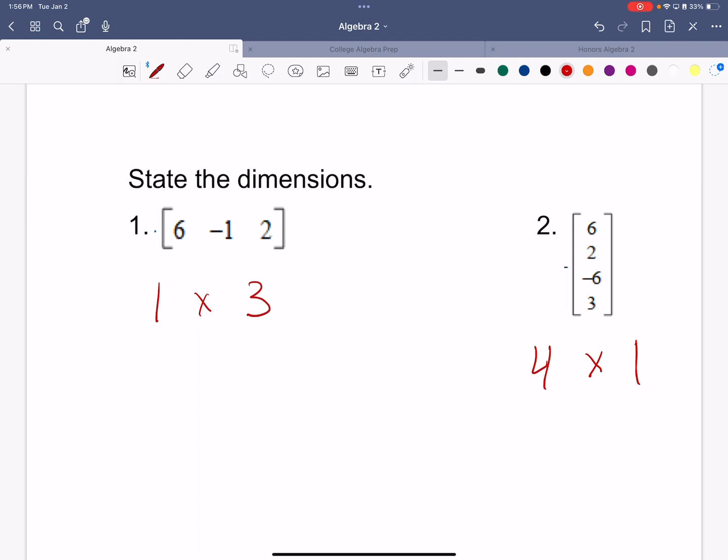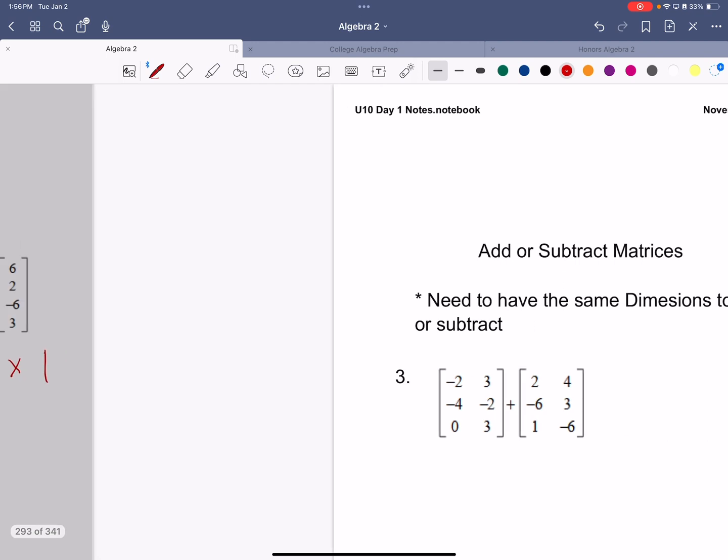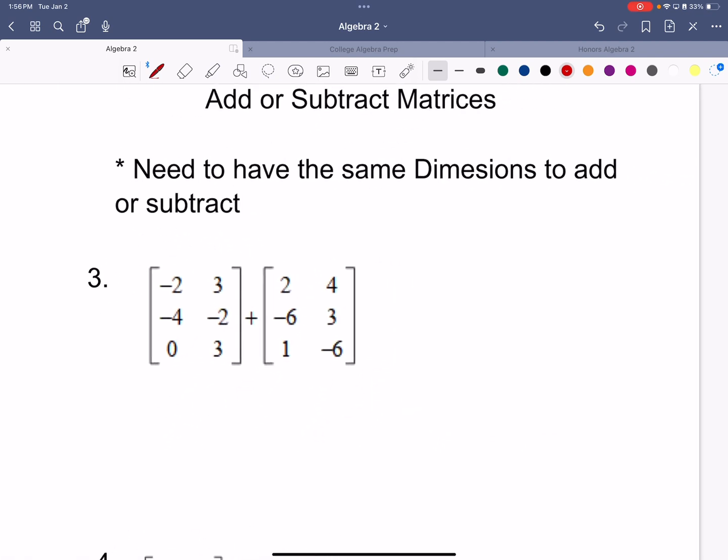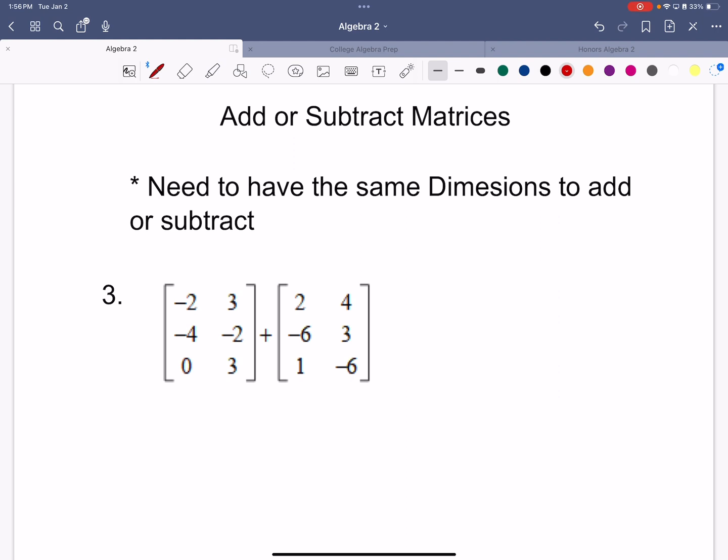Okay, so where I was going before I forgot this slide was inserted, why does it make a difference with the dimensions? Well, when we're adding and subtracting, and our whole thing today is going to be adding and subtracting and scalar multiplication. When you add or subtract matrices, they need to have the same dimensions. So you can only add a 2 by 3 with a 2 by 3. You can only add a 1 by 4 with a 1 by 4. If you have a 2 by 3 matrix and a 3 by 2 matrix, they don't have the same dimensions. So you can't add them or subtract them. Doesn't mean you can't multiply them, but you can't add them or subtract them.